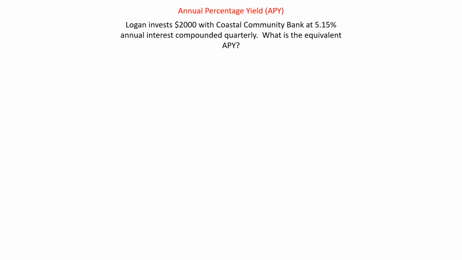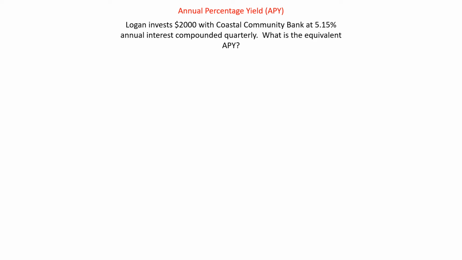The annual percentage yield is a way of comparing different rates and compounding things. What the annual percentage yield does is it takes it all to what rate it would be if it was compounded only once per year. So what would the rate be if it was only compounded once per year? So how do we find something like that? Well, let's say Logan invests $2,000 with Coastal Community Bank at a 5.15% annual interest compounded quarterly. What is the equivalent APY?